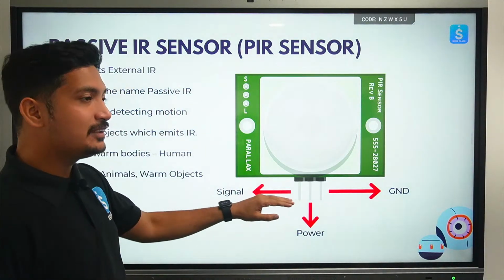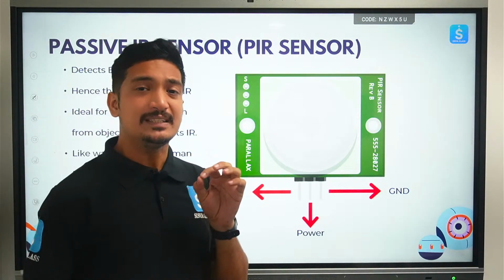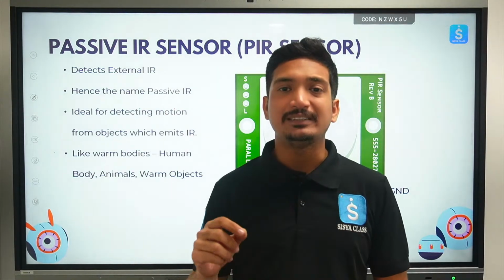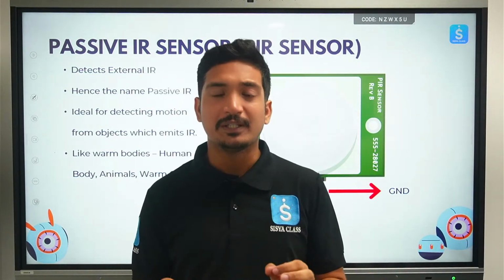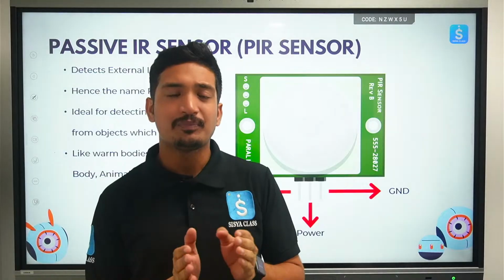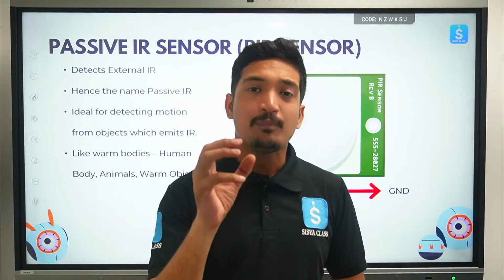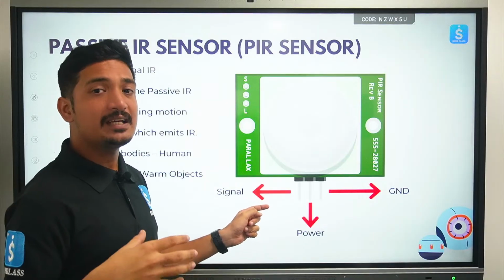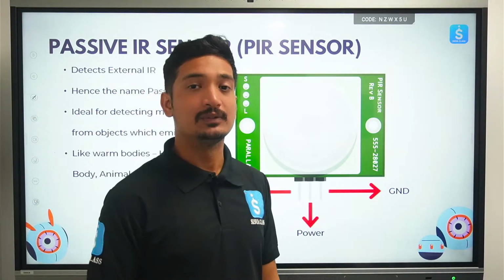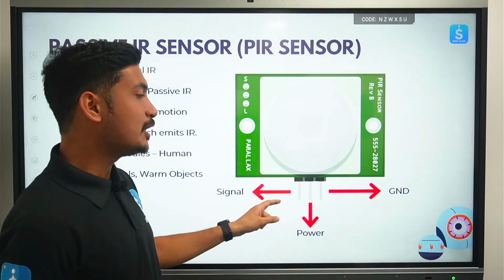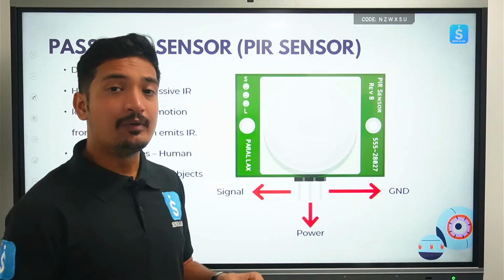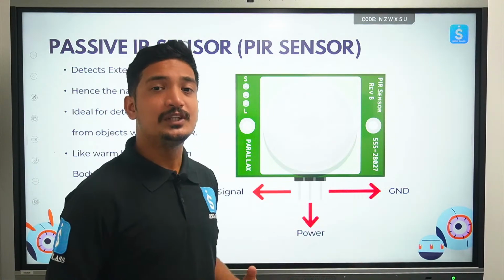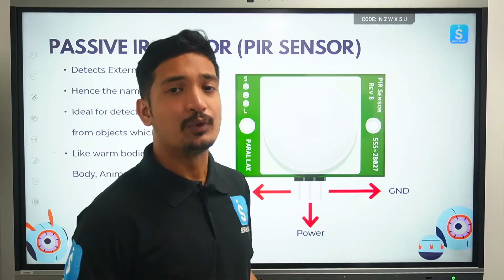Then we have the signal pin. Now this signal pin will actually tell you whether the motion is detected or not. If the motion is detected, the signal will be high, and when I say high, the voltage will be 5 volts. Okay, it will release a 5 volt current. However, if the motion is not detected, then the signal will turn into 0 voltage, which means there will be no current flowing at all.